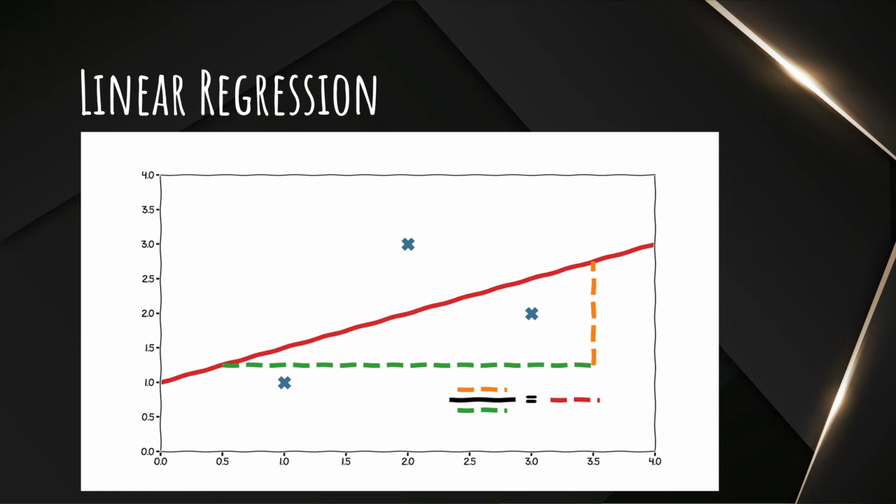A linear regression line has an equation of the form y equals a plus b times x, where x is the explanatory variable and y is the dependent variable. The slope of the line is b and a is the intercept, the value of y when x is 0.